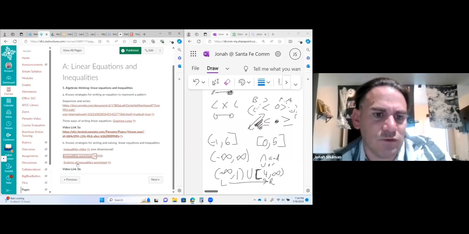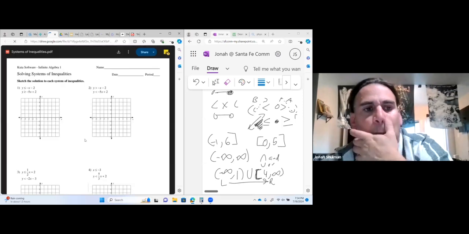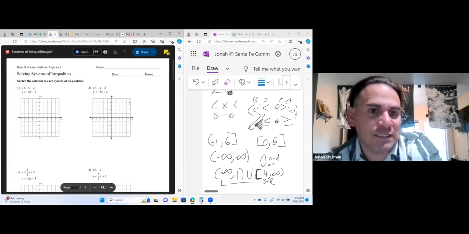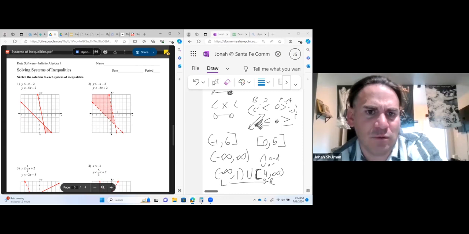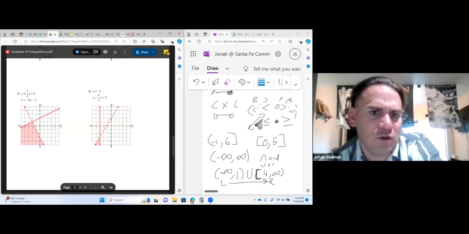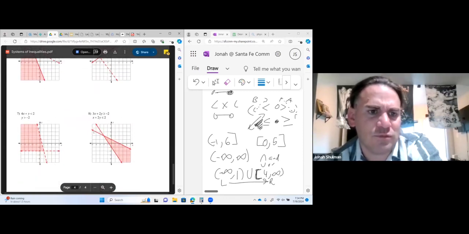And then we've got 1 and 2 dimensions. 2-dimensional ways of seeing them. And then notice the solution is going to be where they overlap. So these are good problems to try.